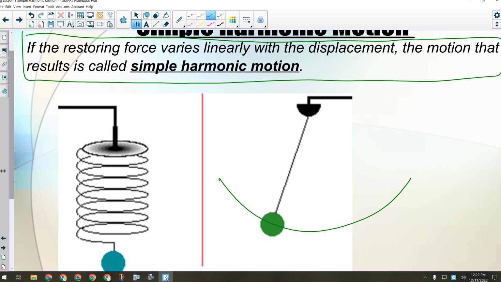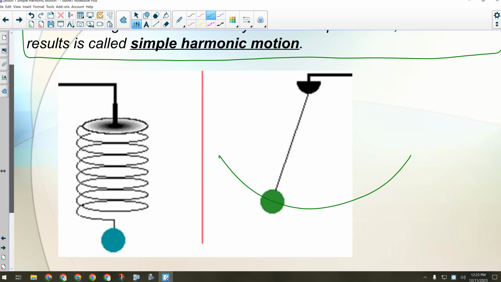Okay. So for the spring, the restoring force is obvious. It's the spring. The more I stretch a spring or compress a spring, the harder it pulls. So if I was to push on this mass in this direction, the spring would push against me directly back towards equilibrium. If I was to stretch the spring by pulling the mass downwards, then the spring would pull back towards equilibrium. And that force would increase the further away I got.